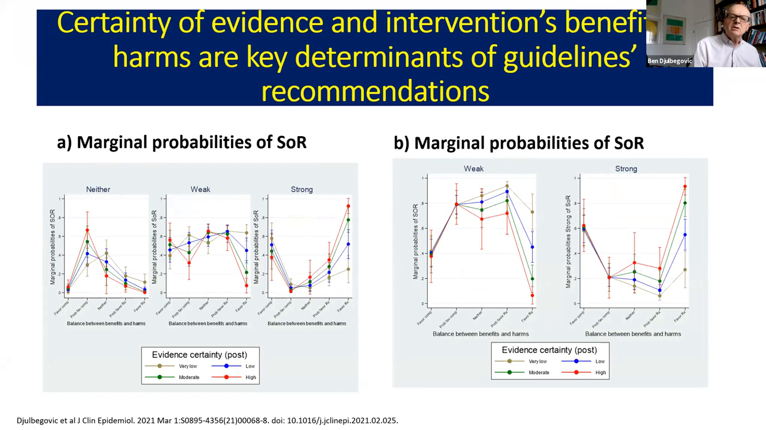that whether we're talking about logistic regression or the logit, whether we're expressing data in terms of weak versus strong or neither weak versus strong, we see nice separation of the strength of recommendation as a function of certainty of evidence and benefits and harms when a recommendation is issued in favor of an intervention. But we don't really see that separation. I hope you can see my cursor. When that recommendation is issued against the intervention.